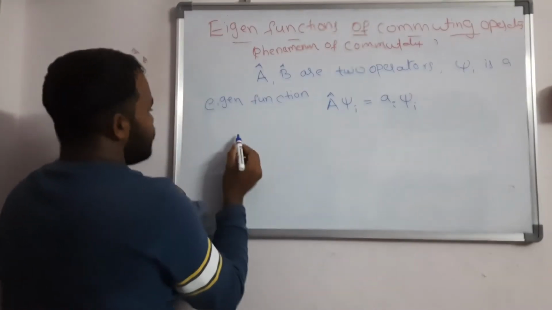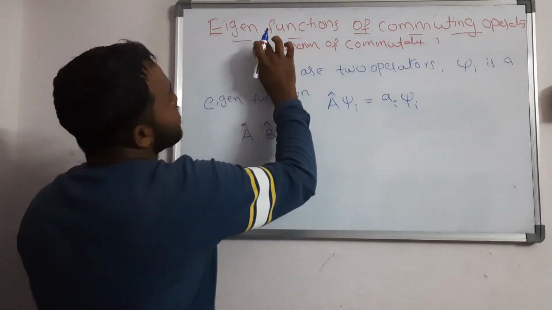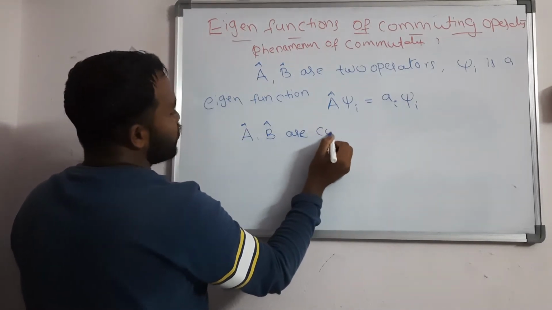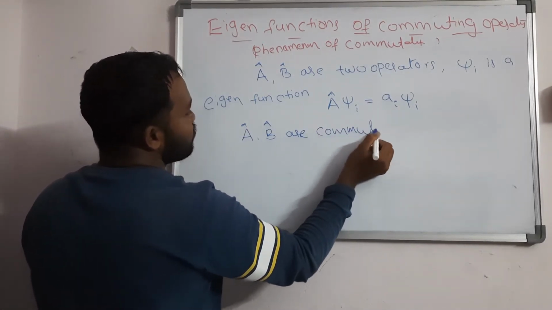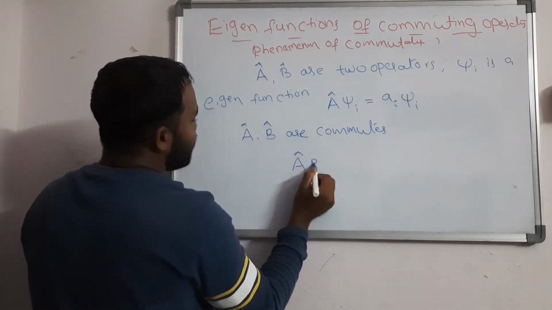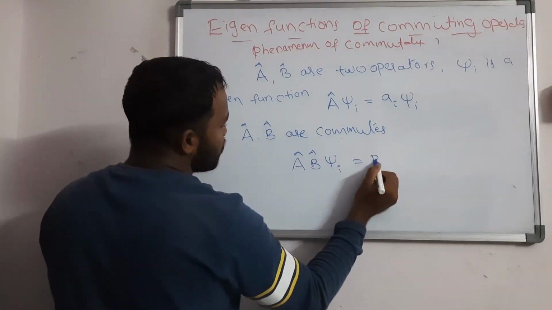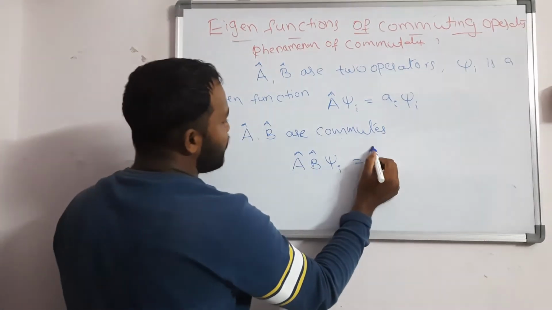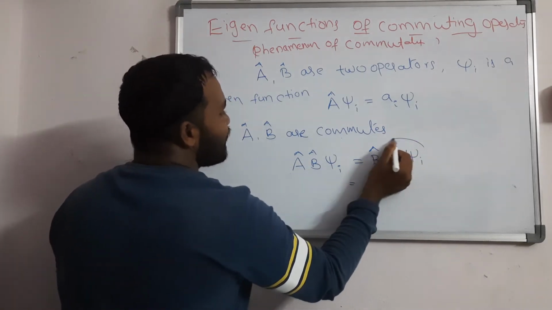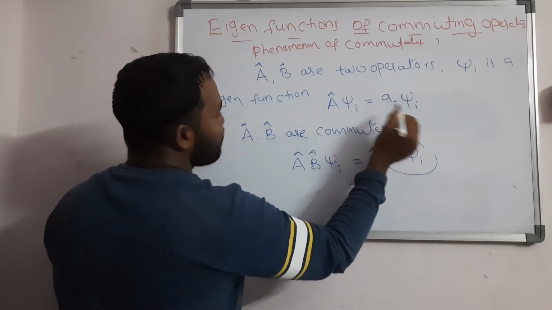Then A cap and B cap commute with each other. What is our heading? Eigenfunctions of commuting operators. What happens if A cap and B cap commute? You should write A cap B cap into psi i is equal to what? Commute means A cap B cap is equal to B cap A cap, so B cap A cap into psi i. Now what is the A cap psi i value? B cap into what is the A cap psi i value?